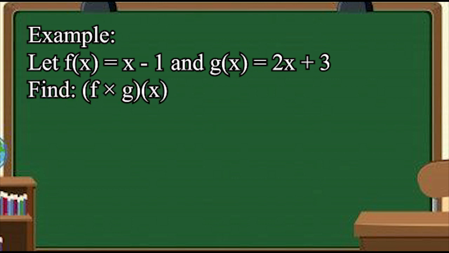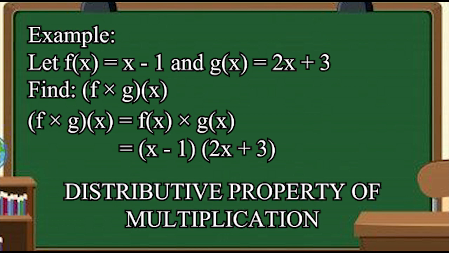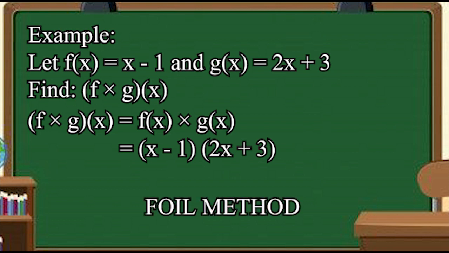In this case, we will multiply the two functions f of x and g of x, which are the quantity x minus 1 times the quantity 2x plus 3. We can multiply the terms even if they are similar or not similar terms. We will do this by using the distributive property of multiplication. But if we have functions that are both binomial, we can use the FOIL method.